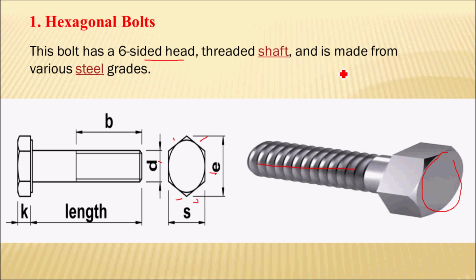It is made from various steel grades. It is the most common form of bolt, which is mostly used in many applications. Again, the head of the bolt is chamfered. This chamfering is at an angle of 30 degrees, which is conical in shape.